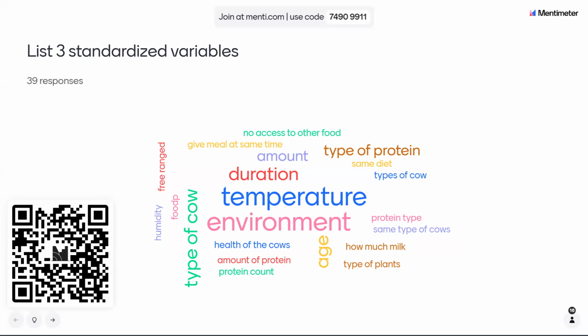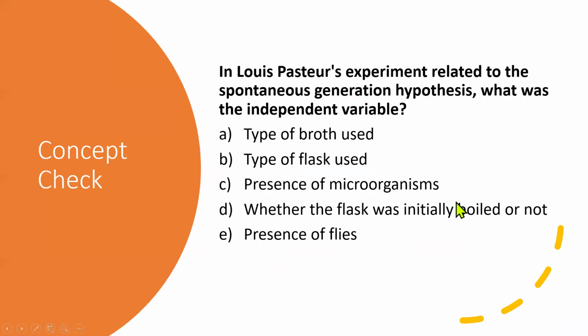All right, let's keep going with the PowerPoints. Here is another concept check question. On Stewart's experiment, what is the independent variable? Show me your answer. Good. Yes. Anyone else? Good try. Try again, please.